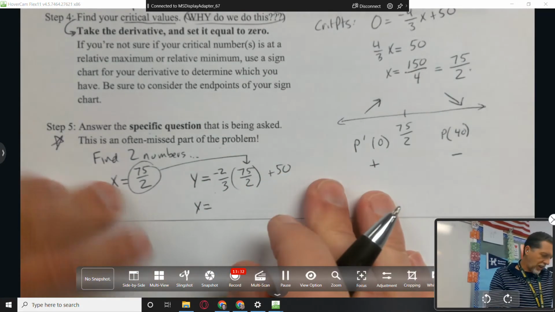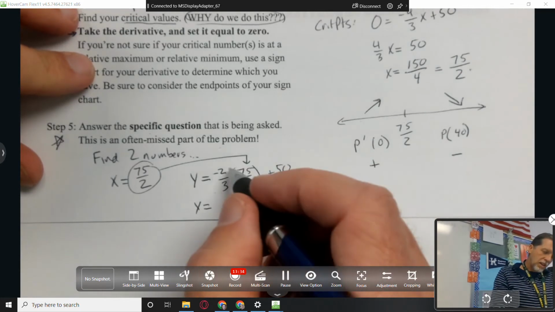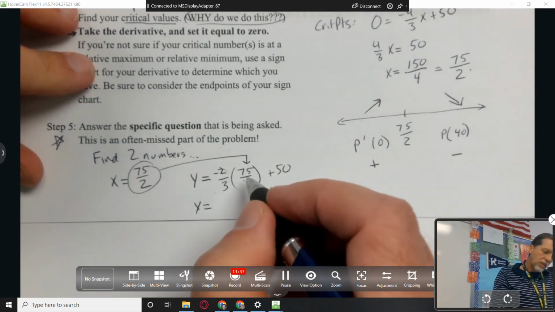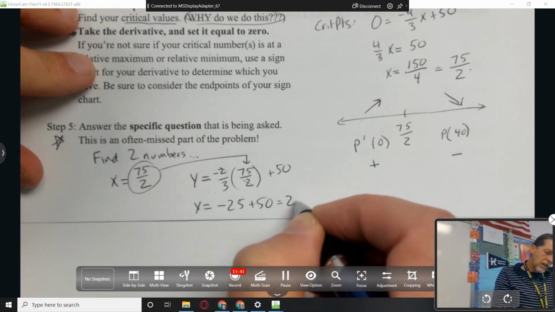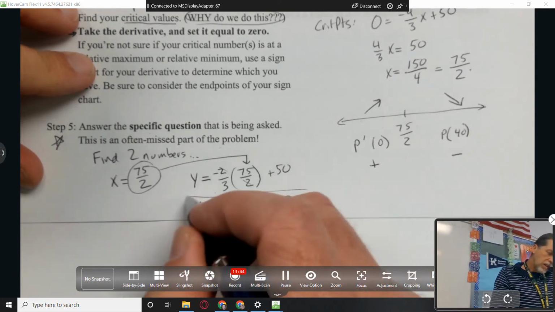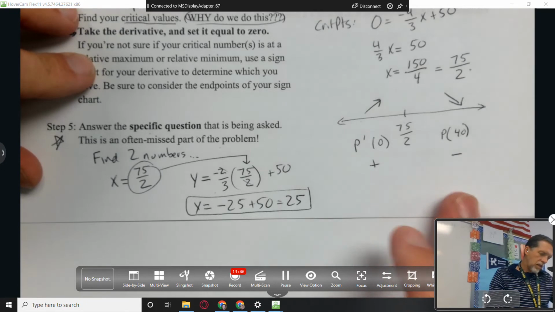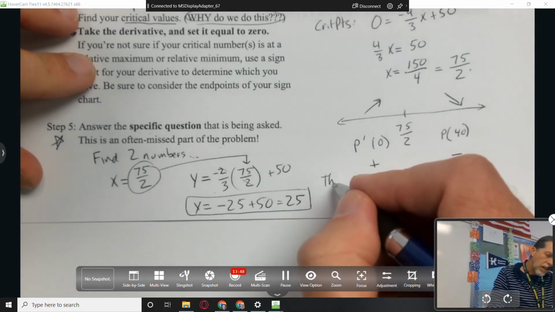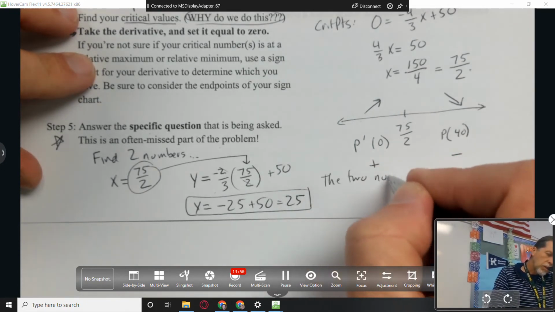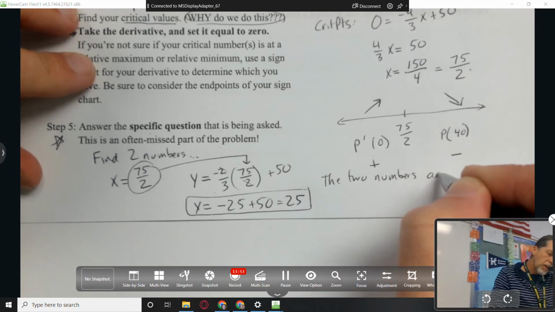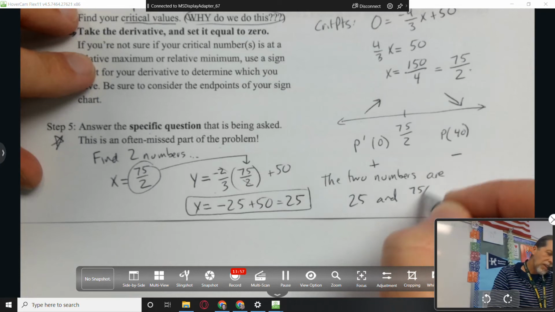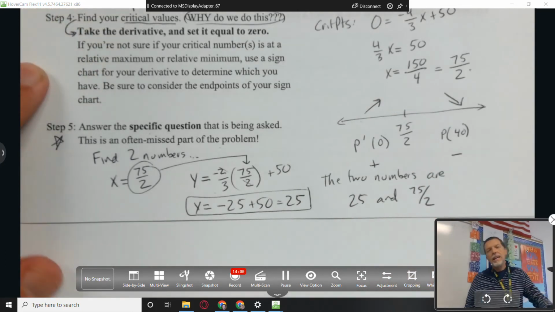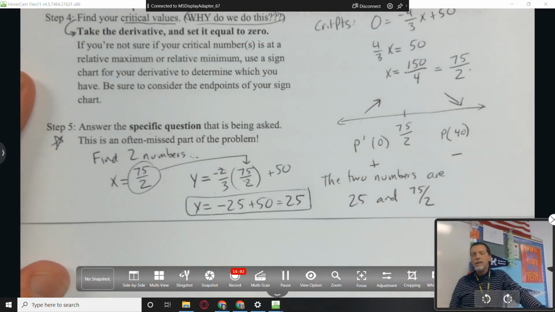A multiple choice test is not going to stop there. Let's see, the 2's cancel. 75 over 3 is 25. So the 2 numbers are 25 and 75 over 2. Did you just write x equals 75 over 2 and y equals 25? Be careful.